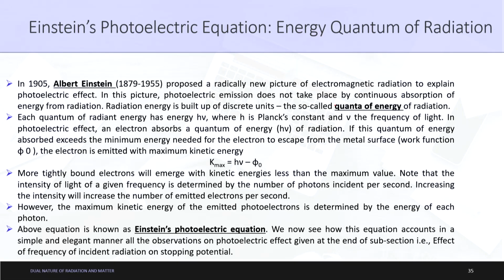So, in this picture, photoelectric emission does not take place by continuous absorption of energy from radiation. Radiation energy is built up of discrete units, the so called quanta of energy of radiation. Each quantum of radiant energy has energy h nu. So, now please be very careful in conceptualizing everything.